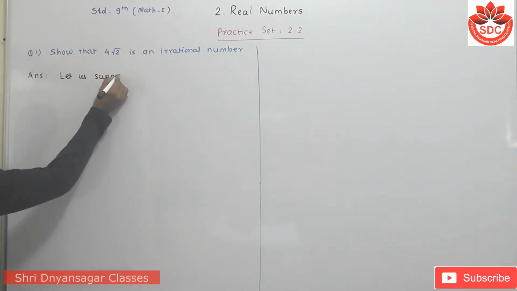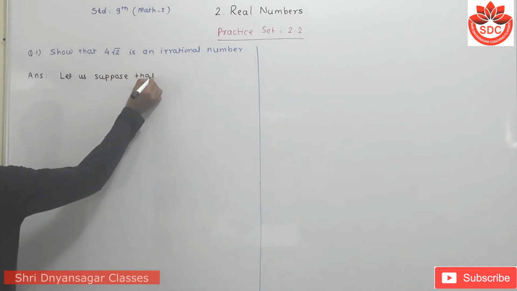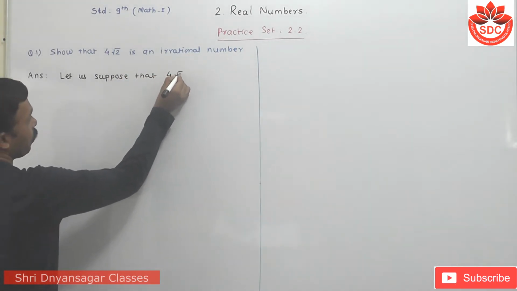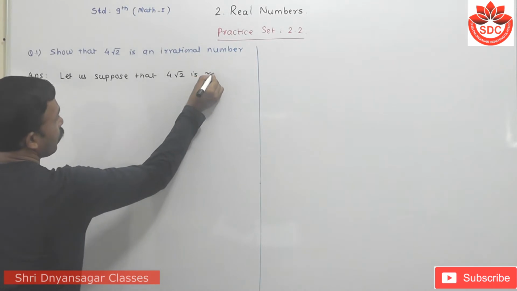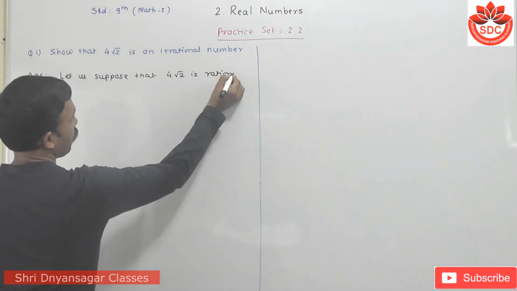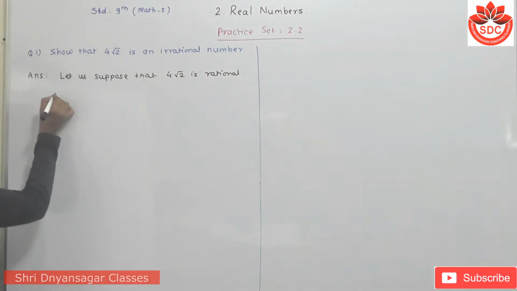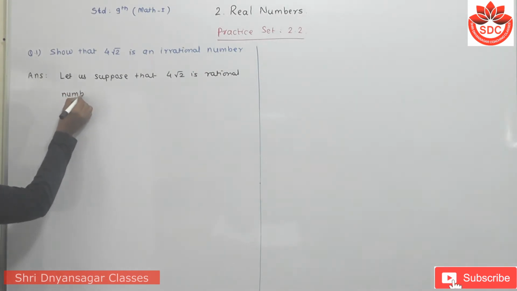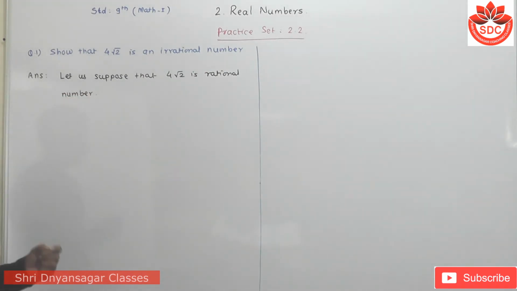Suppose that 4 root 2 is a rational number. If it is a rational number, then we have to express it in the form of p upon q.